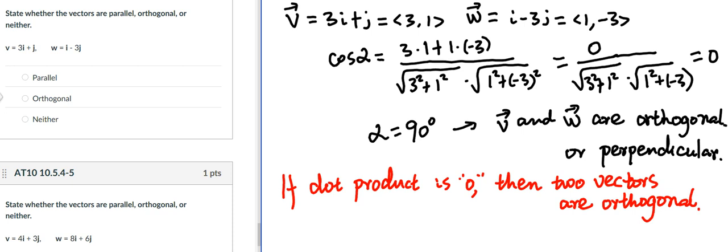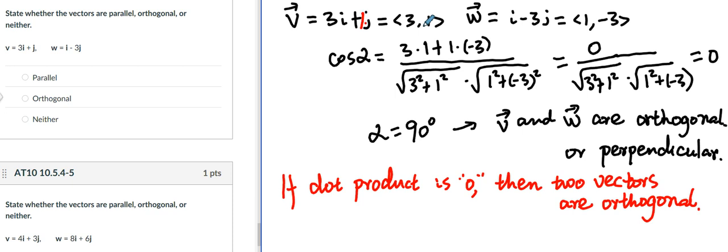All right. Here we want to state whether the vectors are parallel, orthogonal, or neither. We know v is 3i plus j, w is i minus 3j. So 3i plus j can be written as (3, 1). There is a 1 in front of i, and 1 times j, so there is a 1 in front of j.